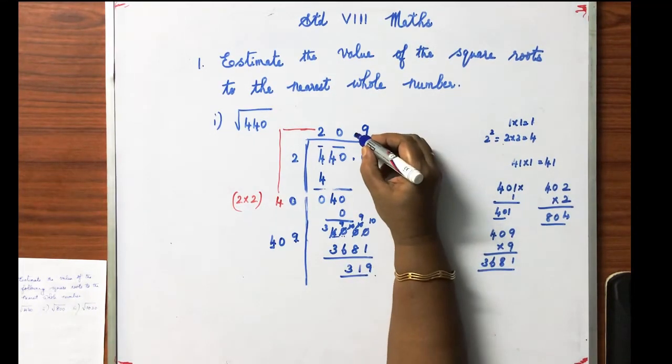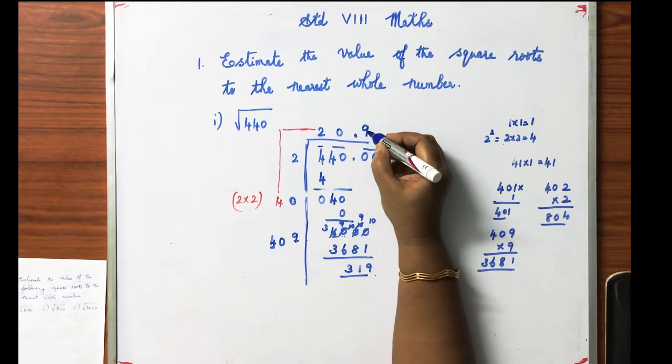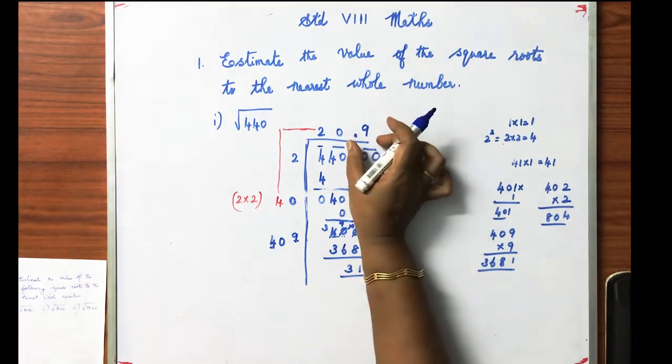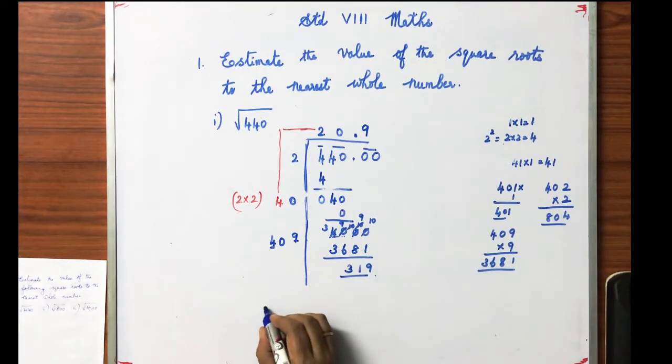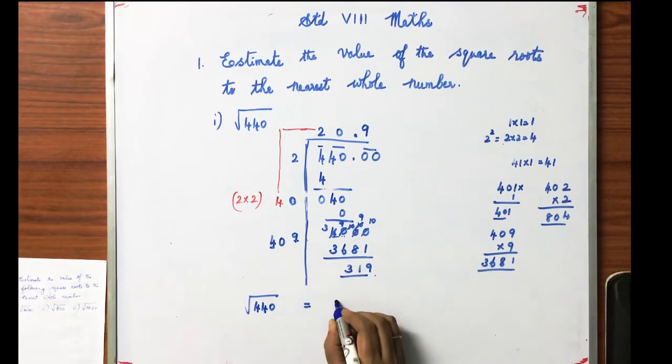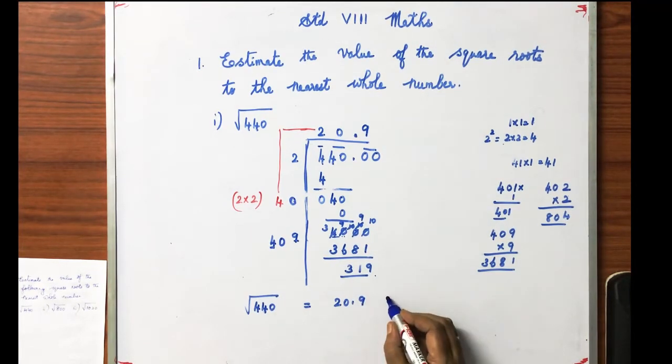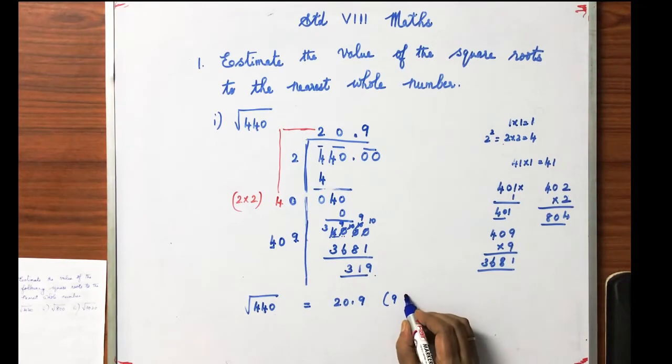Now here we have found out one decimal place. Now we can round off the number or we can estimate the number. So square root of 440 is equal to 20.9. Now after the point we are having 9. 9 is greater than 5.